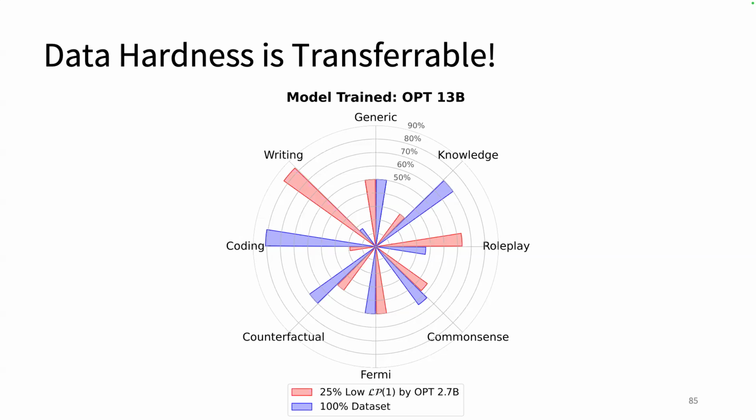So for example, here you have coding, counterfactual, and knowledge related tasks. So for these three, the 100% data set beats the 25% data set. Which means we need to again do the data mix appropriately, where we do the selection using the smaller LMs, but for tasks that involve a lot of reasoning, we need to add more samples.